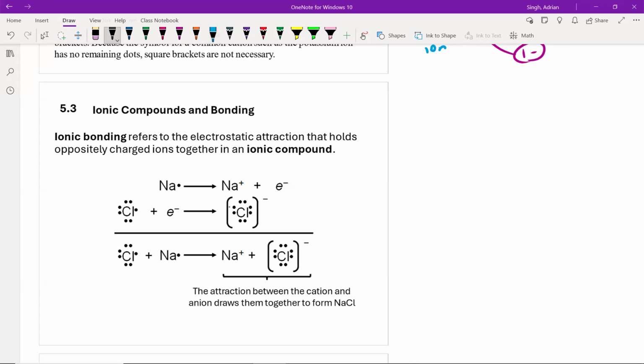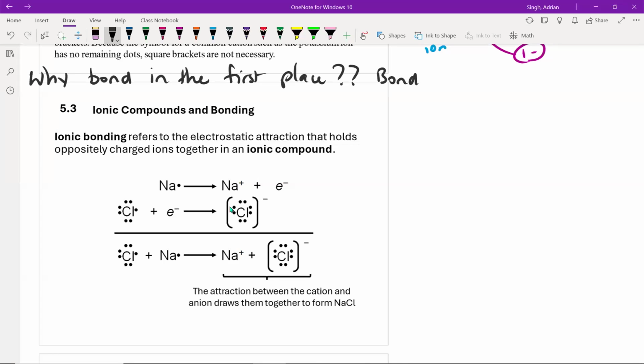Okay, so why would an atom want to bond with another atom in the first place, right? There has to be a reason. So why bond in the first place? I think that's a fair question. When you think about a bond in chemistry, you can think of it as sort of like the glue, quote unquote glue, that sticks elements together.